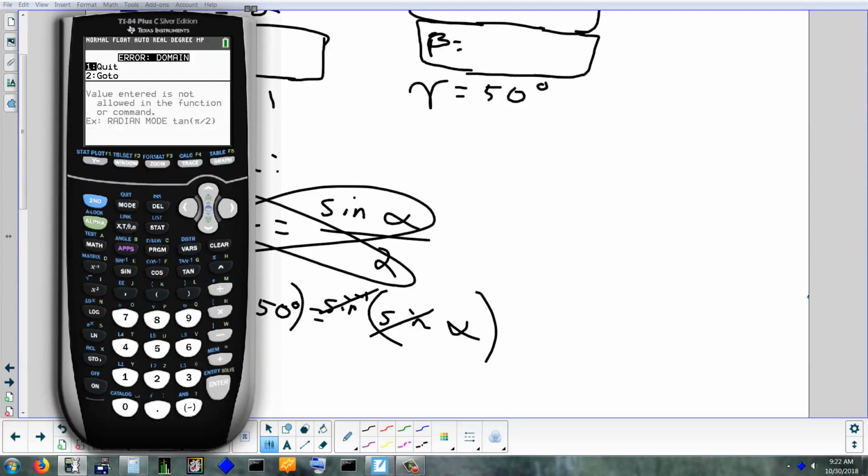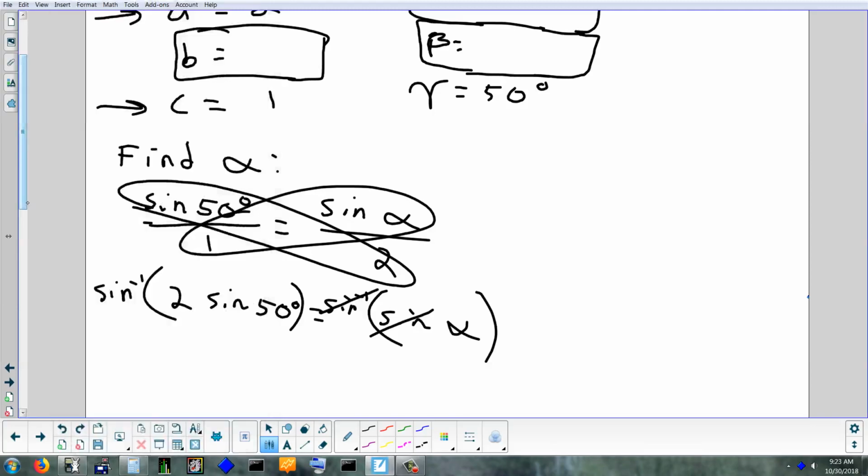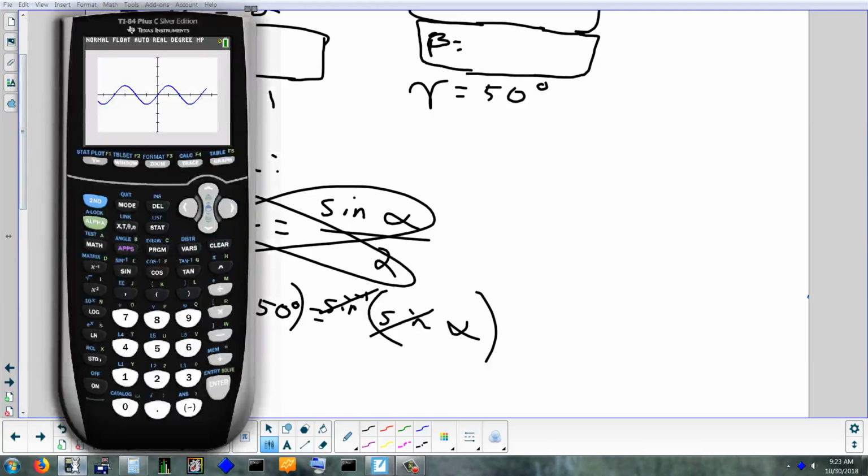Okay, we have a problem here. Let's look at just this part. 2 sine 50. I get 1.53. Okay, think of the graph of sine. When we studied that graph last week, what was the highest and the lowest that it went? It only went up to 1. Well, 2 sine 50 is 1.53. But the graph only goes up to 1.